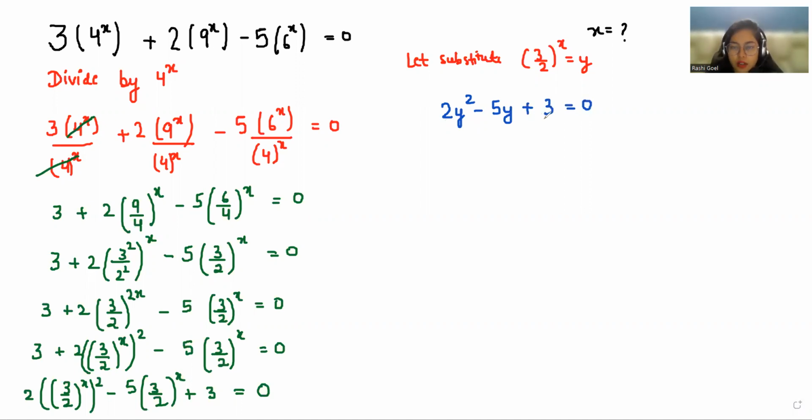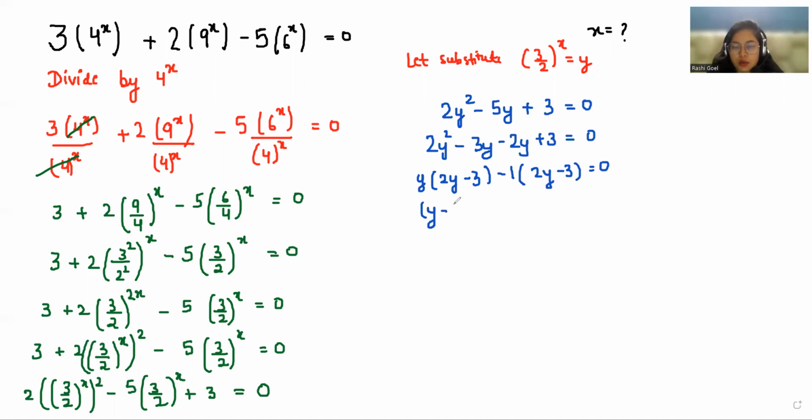Now it looks like a quadratic equation, so we can do the middle term split here. So we can write it as 2y square minus 3y minus 2y plus 3 is equal to 0. Now from the first two terms, I can take y as common, so 2y minus 3. And from the next two terms, I can take minus 1 as common, so 2y minus 3 is equal to 0. So our first factor is y minus 1 and the second is 2y minus 3 is equal to 0.